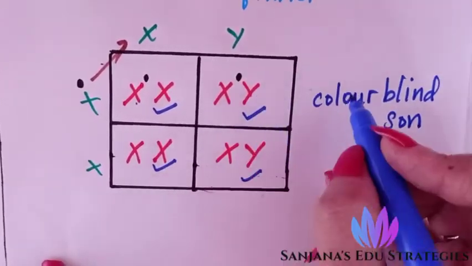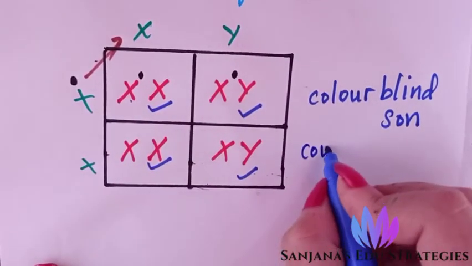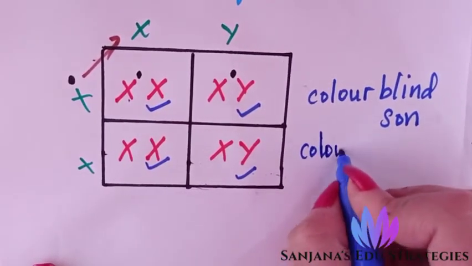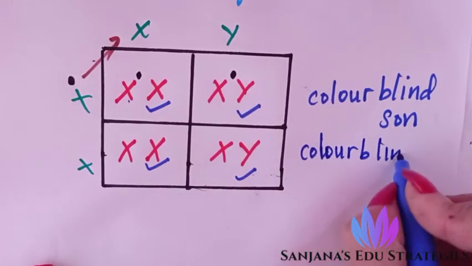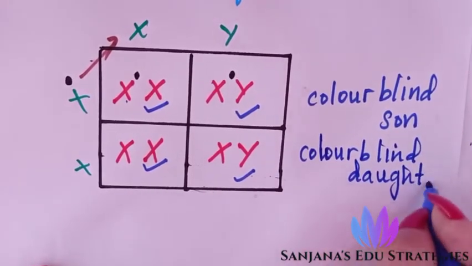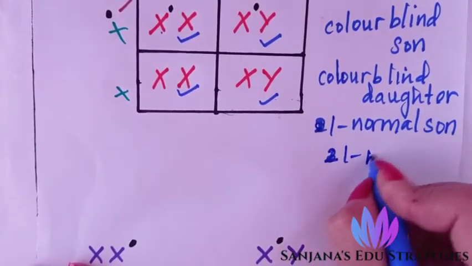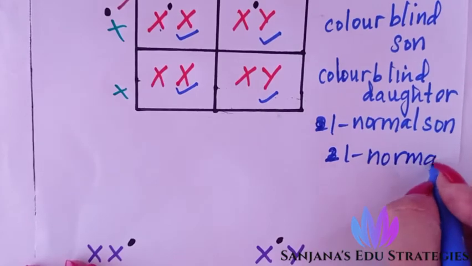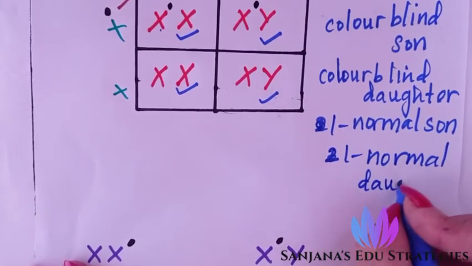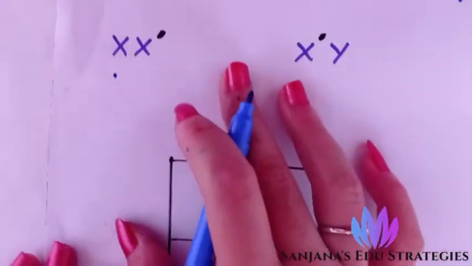One colorblind son, then another one colorblind daughter, then two normal children: one normal son and one normal daughter are formed. Okay, yes. Next, see the next question.